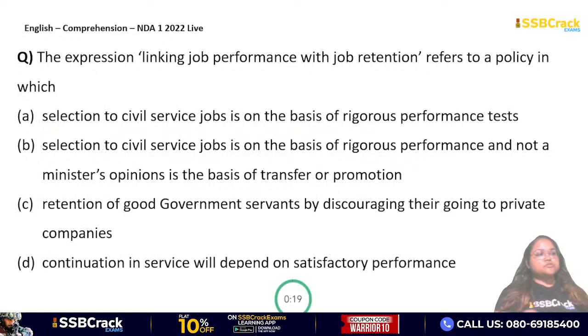Moving on to the next question, the expression linking job performance with job retention. This is there at the very end of the passage. Linking job performance with job retention refers to a policy in which selection to civil service jobs is on the basis of rigorous performance tests. Selection to civil service jobs is on the basis of rigorous performance and not a minister's opinions is the basis of transfer or promotion. Retention of good government servants by discouraging their going to private companies. Continuation in service will depend on satisfactory performance. You have to just describe this particular phrase.